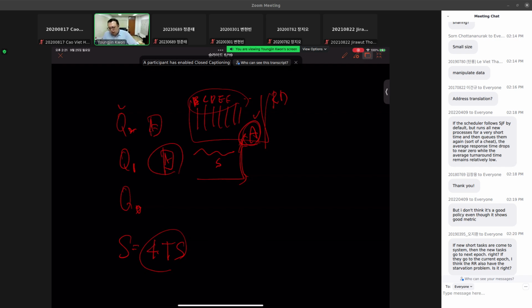The second question: if new short tasks come to the system, then the new task goes to the next epoch. Jihan, the definition of epoch is long, with many corner cases and confusion. Epoch is a really loosely defined concept, so I didn't explain it. For example, tasks keep coming while this task is finishing, so how do we define the epoch? Epoch is not very precise, so don't get bothered by it. It is well defined in some situations but hazy in others. That is why some textbooks don't use the term epoch in round robin.